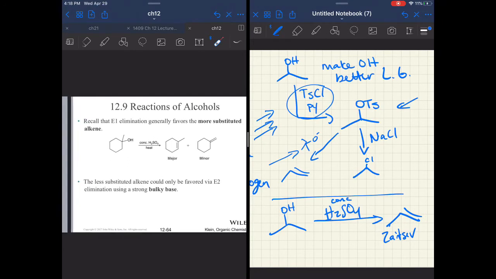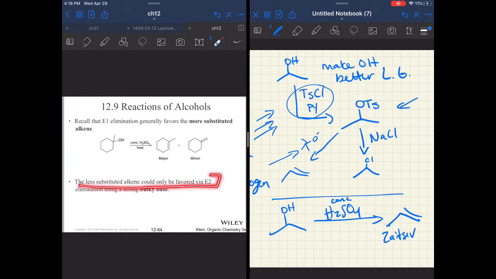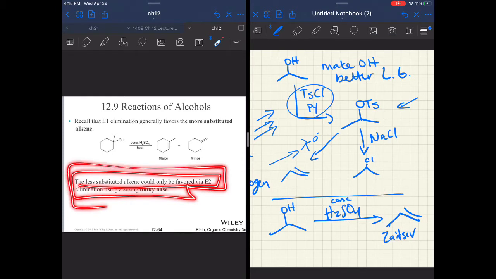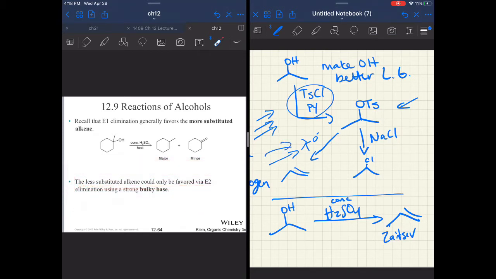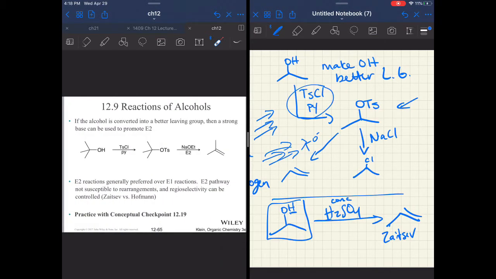The less substituted alkene will only be favored using the bulky base. Just reiterating what I said right here. If you want to use a bulky base, you have to make it into a tosylate first. If you treat this guy with that bulky base, nothing is going to happen. It's just going to deprotonate. Because OH is not a good enough leaving group by itself in this scenario. So tosyl chloride. Then you can use, in this case, it doesn't matter which base, because all of the directions are the same. This would give you the Zaitsev product, though.